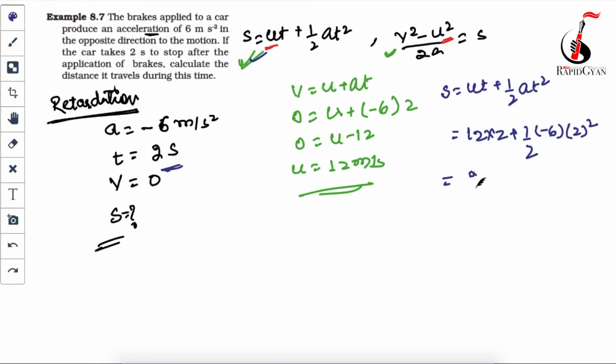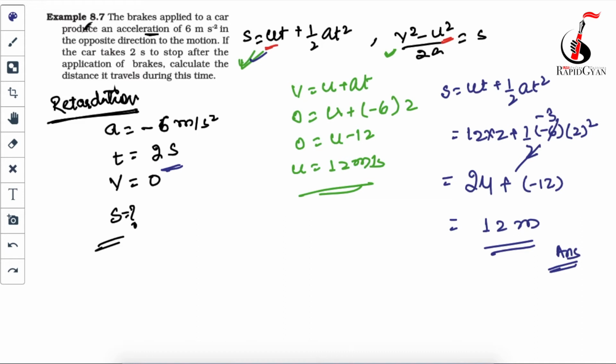So this is 24 plus, this is minus 3, 2 2s are 4, 3 4s are 12, minus 12. So 24 minus 12 is equal to 12 meters. So this 12 meters is your answer. Hope it's clear, guys.